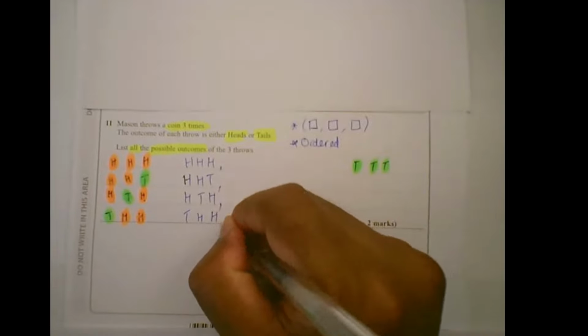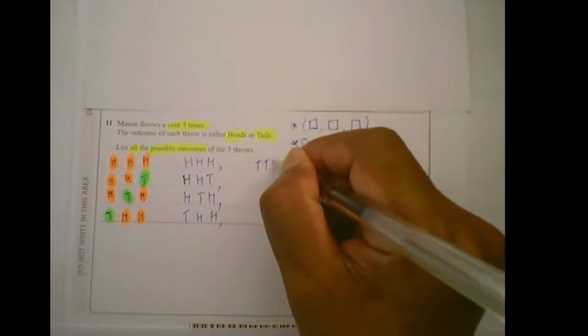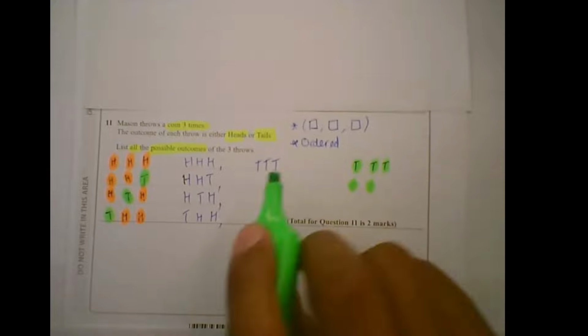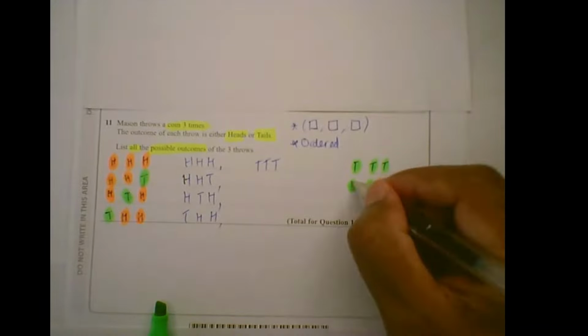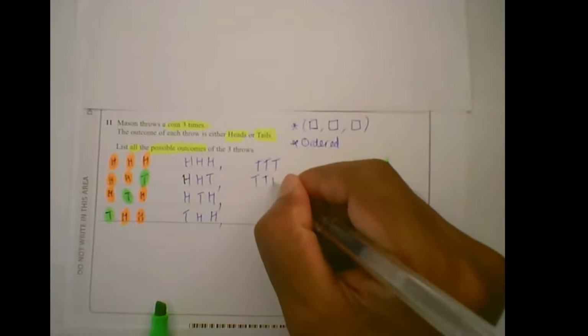Okay, so now I started off with the heads. Now I'm going to start off with tails. So I'm going to have tails, tails, and tails. Tail, tail, and tail. Then I'm going to have tails again, tails again. Then I'm going to have a head. So tail, tail, and a head.